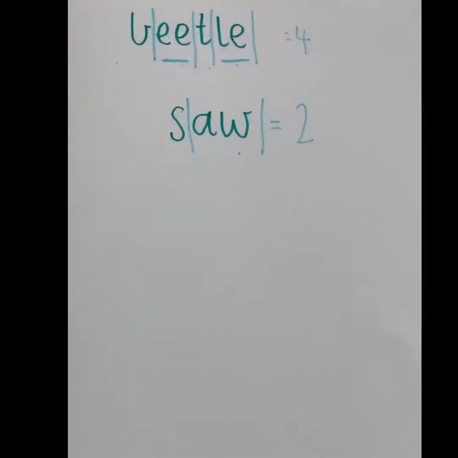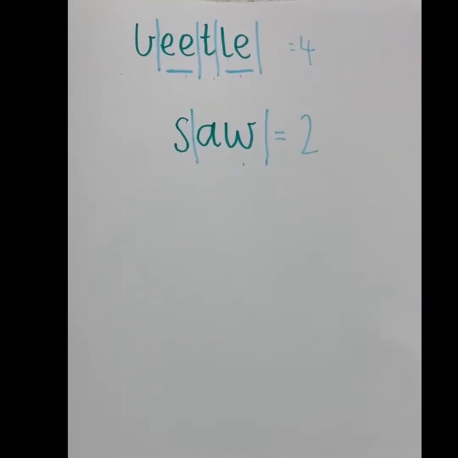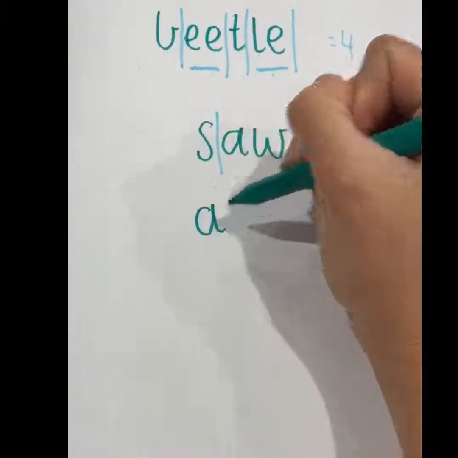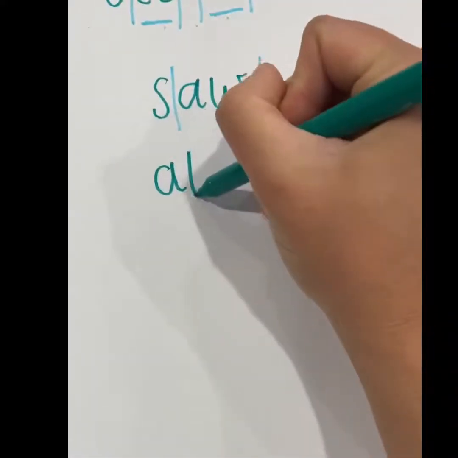All right, on to word number 3. This word is about. So I'm going to start by writing it out.